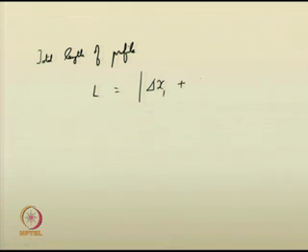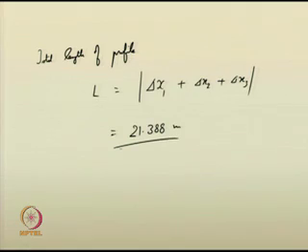So, the total length of profile L is equal to the modulus value of del x1 plus del x2 plus del x3. Substitute them, I am getting it as 21.388 meters. So, this is the length of the profile. This way you can do the direct step method, and you can approach other methods also. We will see it in the next classes. So, today we are going to wind up the lecture.